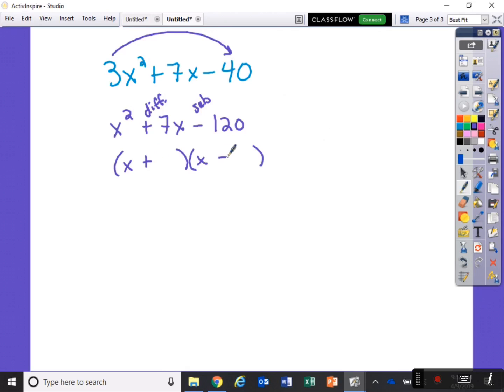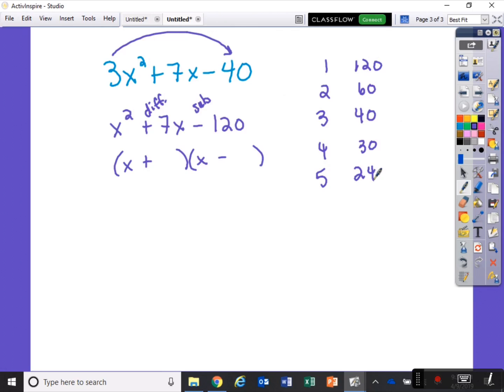Now we have to go through and find our factors of 120. So obviously the first one is 1 and 120. Is that going to give us 7? No. 2 and 60. Is that going to work? No. 3 and 40. Is that going to work? No. 4 and 30. 5 and 24. Is that going to work? No. We're getting closer though.